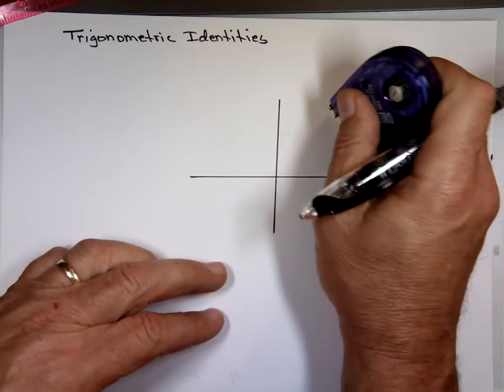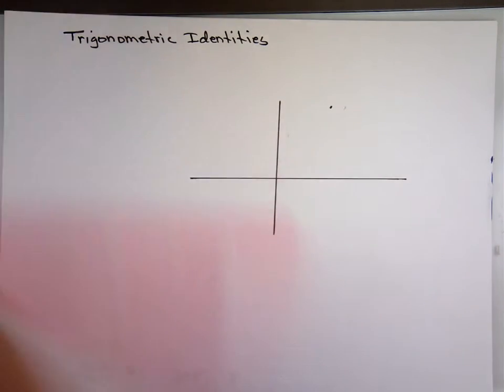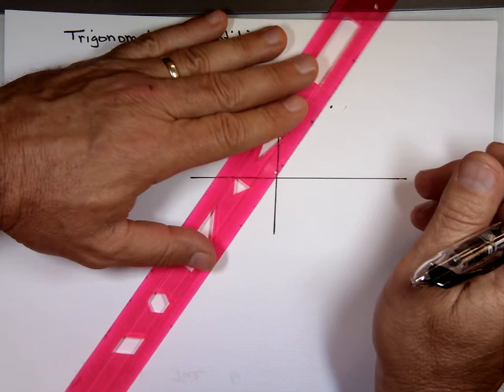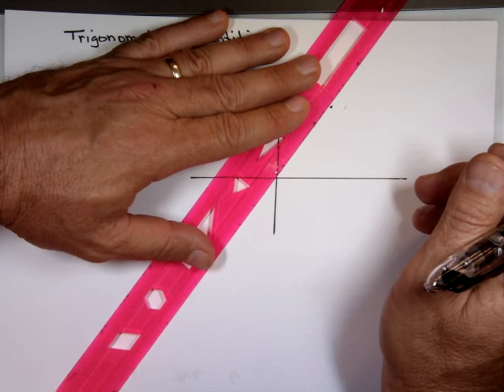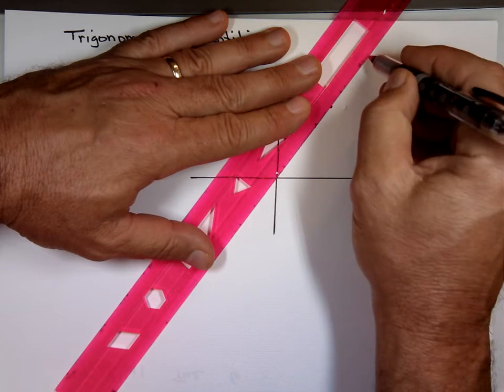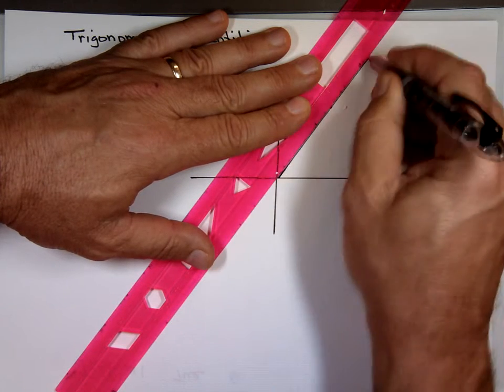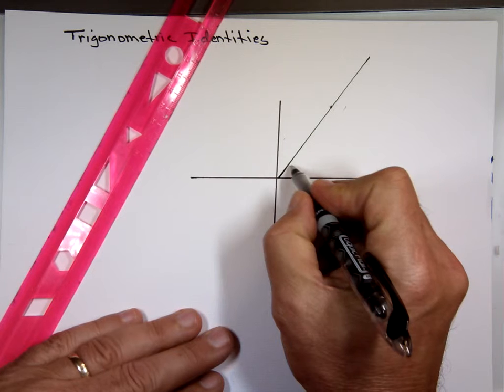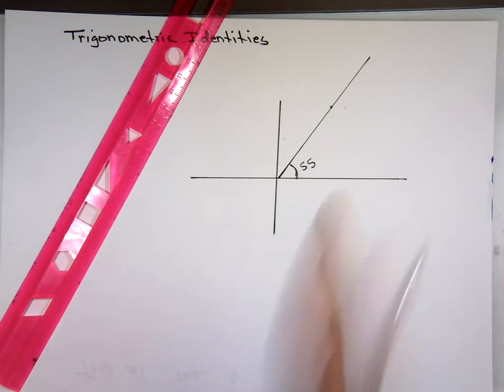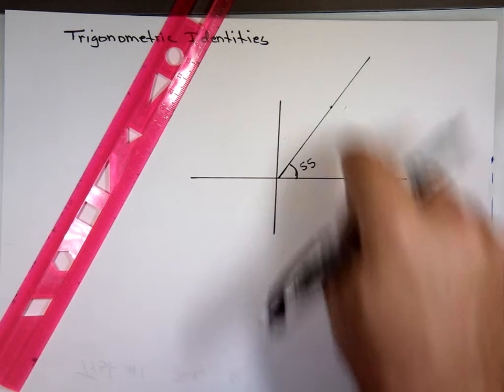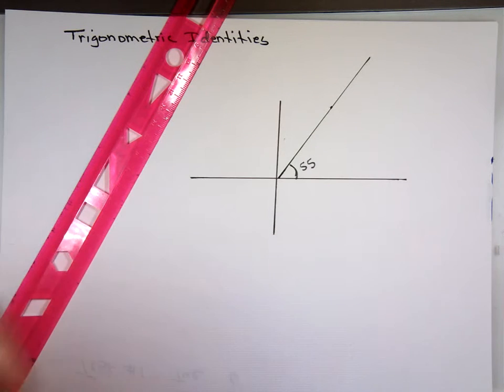Let me draw a line now from the center. And I can go as far as I want to. The length of that is not important. This is the 55 degree. Now keep in mind, I'm not 100% accurate, so my number should be very close to the neighborhood.